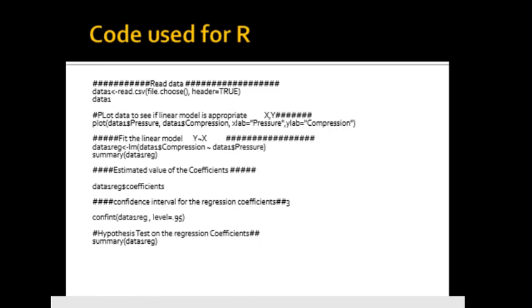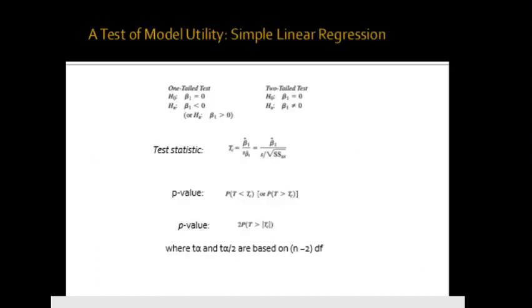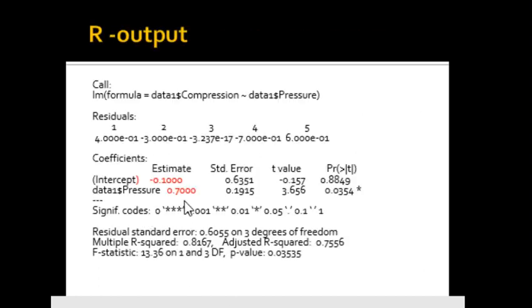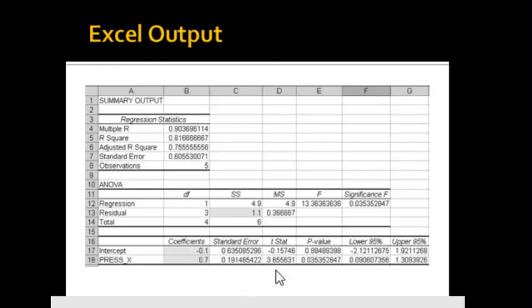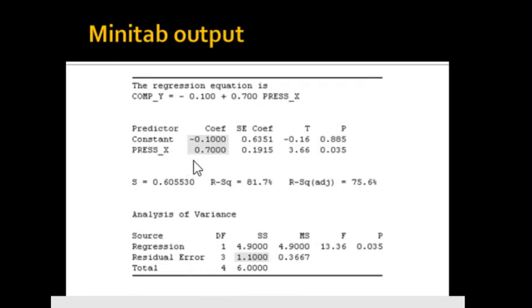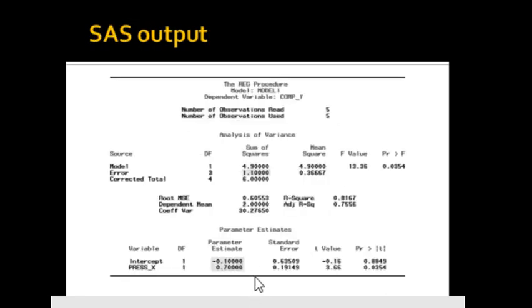Let me just go back to the output really quick to show you where the test statistic and the p-value are. Here is the estimate for beta 1. This is the test statistic value, and here is the p-value. Similarly, all other outputs will have the test statistic. So this is the t-stat and the p-value. For Excel, this is where we have it. For Minitab, test statistic and the p-value for beta 1. And this is where it is for SAS.